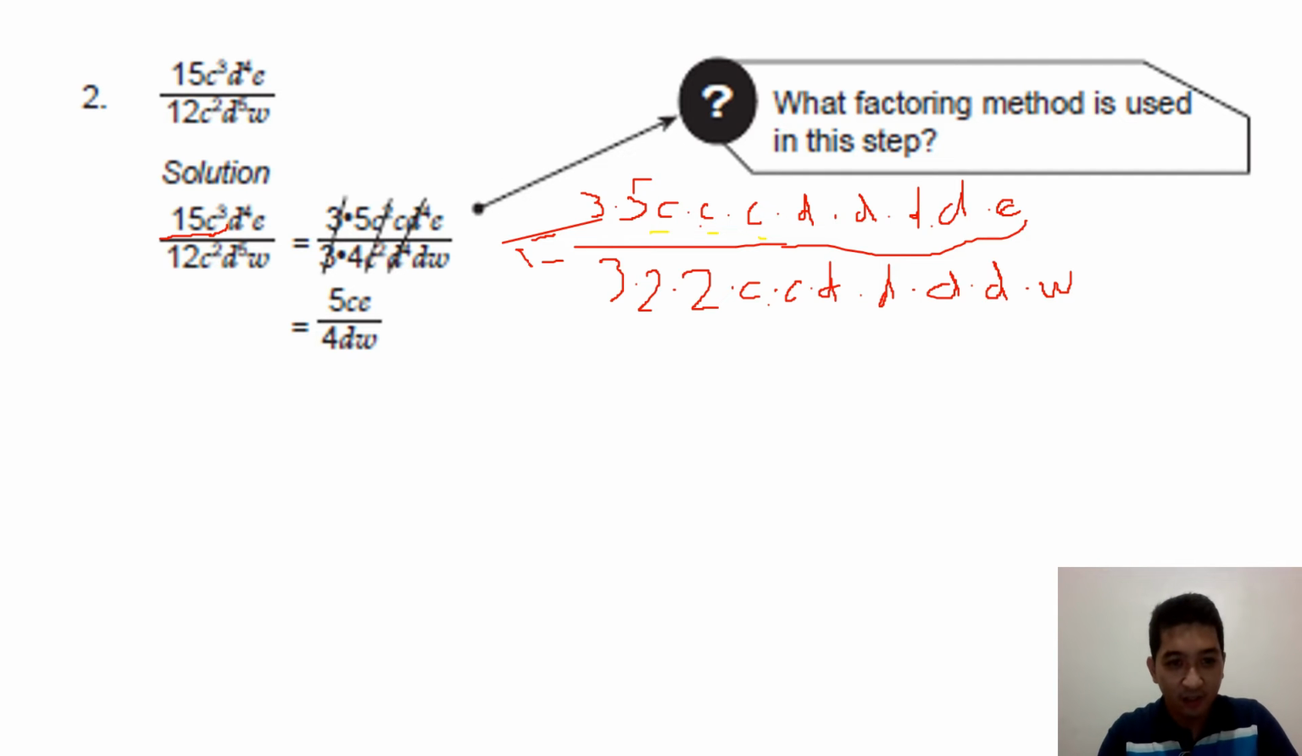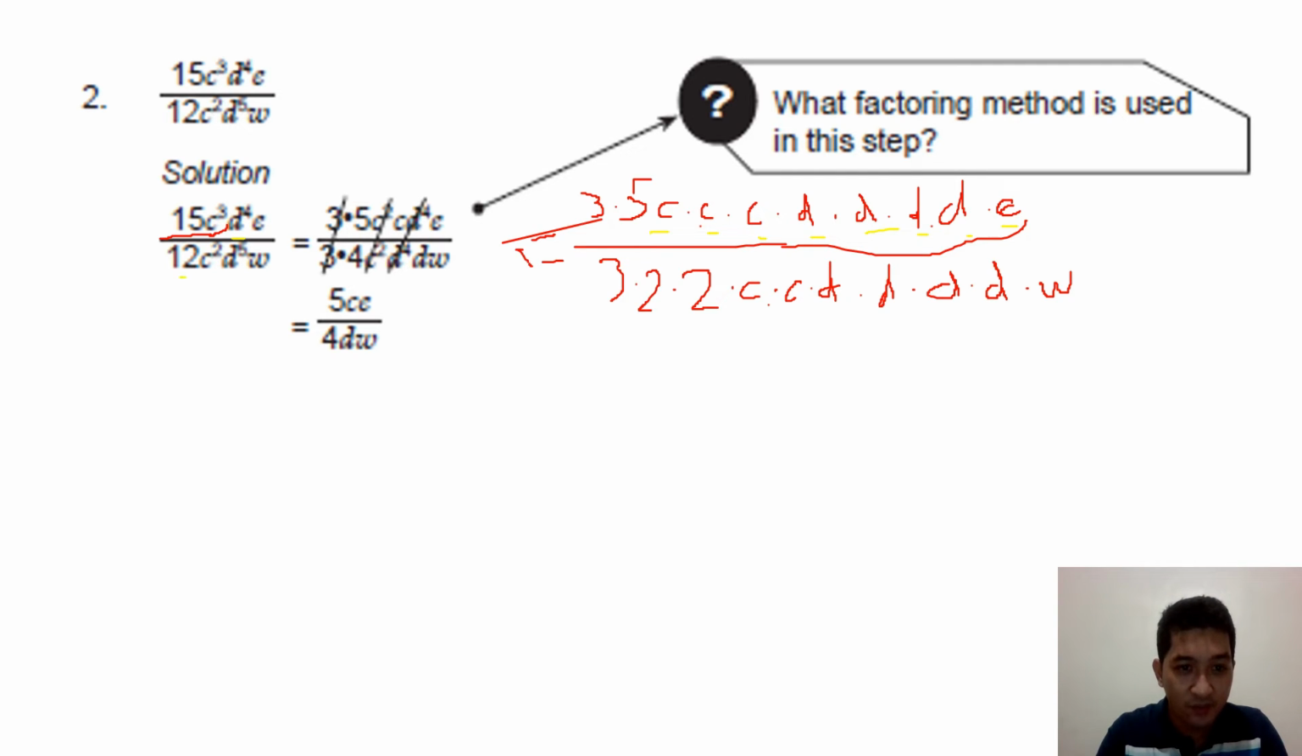And then, we have d raised to 4. The prime factor is d, but how many d's? What's the exponent? 4. So, 4 d's: d times d times d times d. And then e. How many e's do we need? Only 1, because there is no exponent, which means the exponent is 1. Then, next, let's go with the denominator.